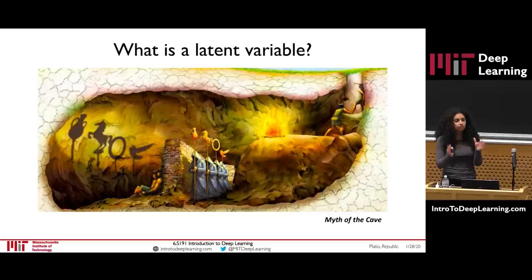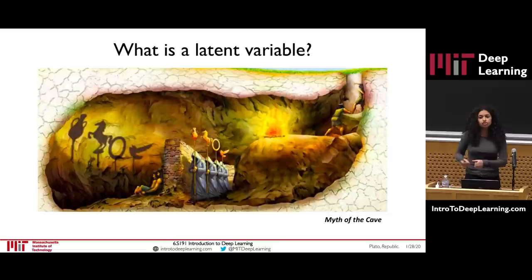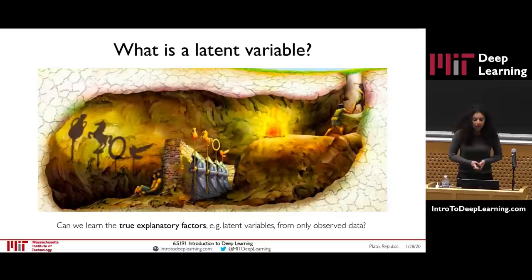They don't know that behind them there are these true objects that are actually casting the shadows because of this fire. And so those objects that are behind the prisoners are like the latent variables. They're not directly observable by the prisoners, but they're the true explanatory factors that are casting the shadows that the prisoners see. And so our goal in generative modeling is to find ways of actually learning these hidden and underlying latent variables, even when we are only given the observed data.